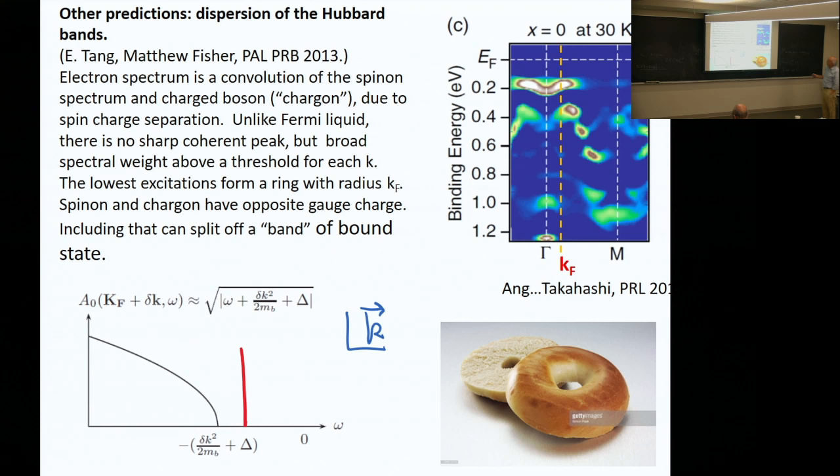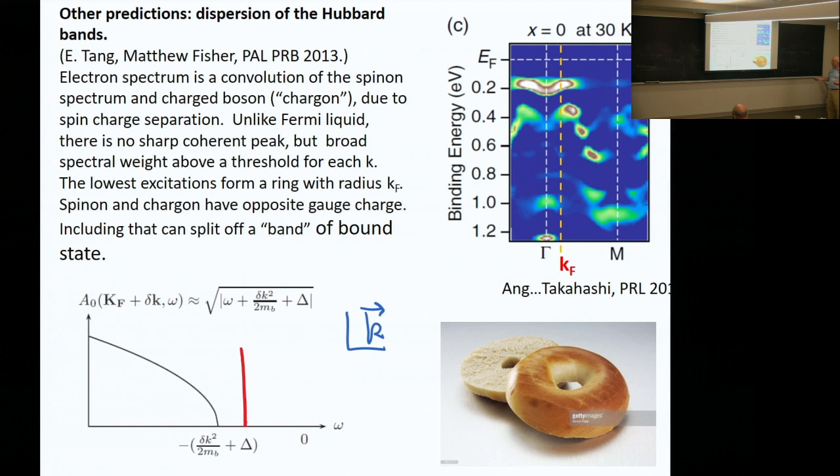One obvious consequence is that, first of all, the spectral function is broad, because this is a convolution. The second observation is that the cheapest way to make this excitation, the lowest energy excitation, has to be a ring with radius kF, because I have to pay the price of making a boson. There's no choice. But I can make a zero energy spin-half at kF. So the bottom of this is at kF. If you look at the bottom of the band, it should be a ring.